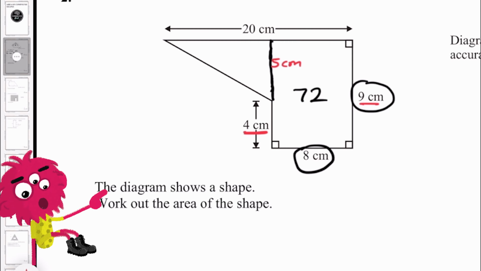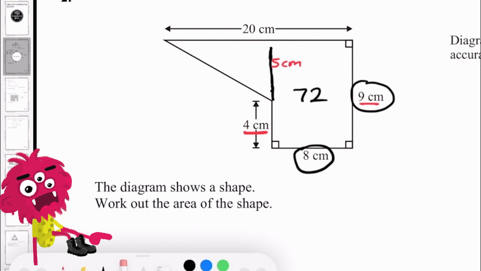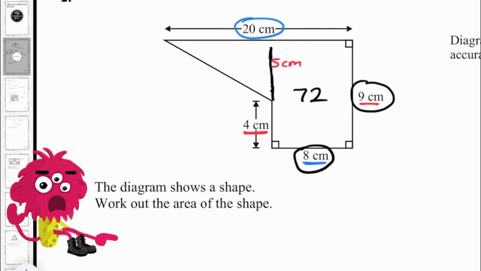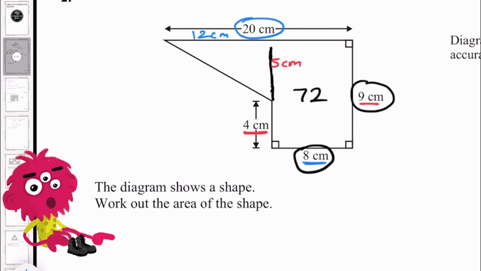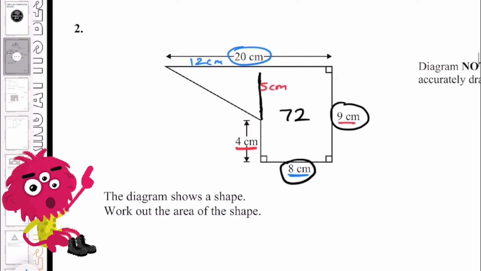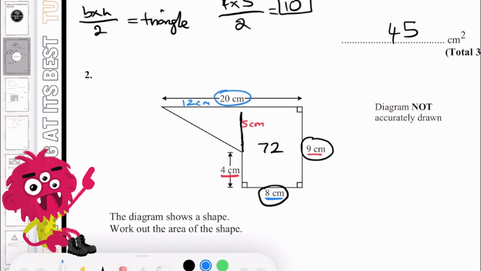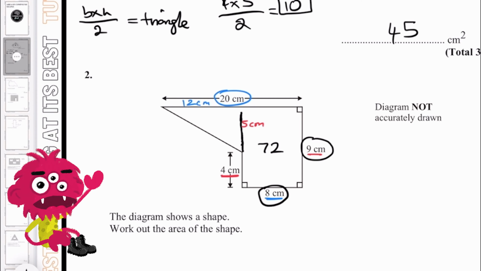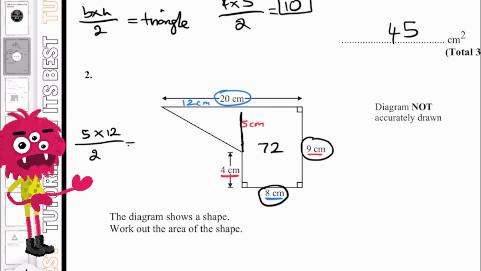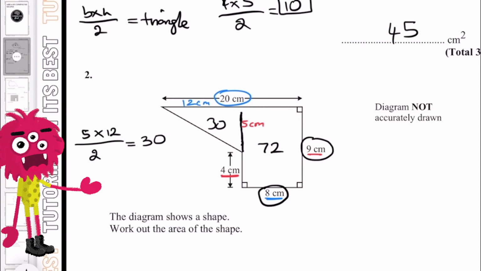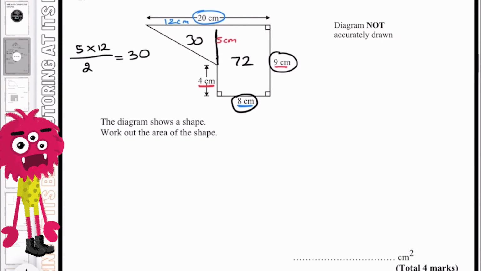Likewise, I'm going to do the same with my 20. I'm going to get my 20 centimetres here, subtract my 8 centimetres, and that will now give me 12 centimetres. So I've got my base and my height. Let's apply the formula, which is base times height divided by 2. So my base, which is 5, times my height, which is 12, divided by 2 gives us 30. Now if we put 30 centimetres and 72 centimetres together, we get 102 centimetres squared.